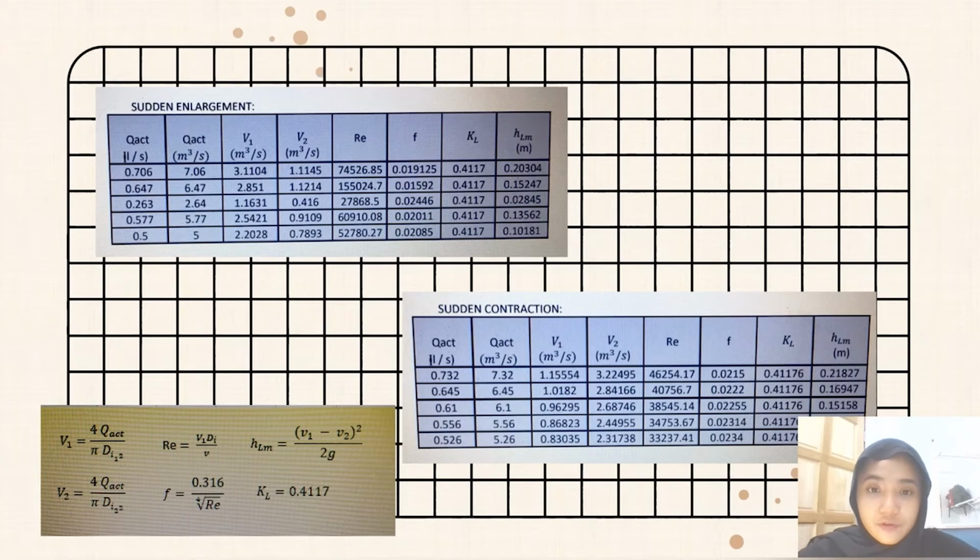So we find F using the losses formula, which is 0.316 divided by the Reynolds number to the power of 1/4. After we find the F, we can find the minor losses by using the formula (V1 minus V2) power of 2 divided by 2g. So the loss coefficient for sudden enlargement and sudden contraction is 0.4117. So we use the same formula for sudden enlargement and sudden contraction. Next.